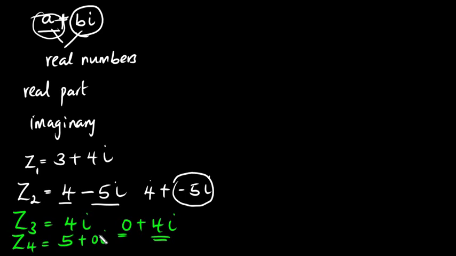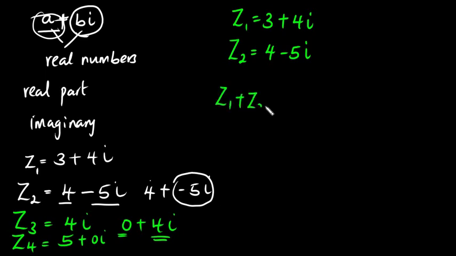So I want us to learn how to add complex numbers. Let me just use the ones that we have here: Z1 is 3 plus 4i, and then Z2 is 4 minus 5i. So what will be Z1 plus Z2? I want us to add the two complex numbers. So what we do in addition of complex numbers, we add the corresponding parts, the real part to the real part, and then the imaginary part to the imaginary part.